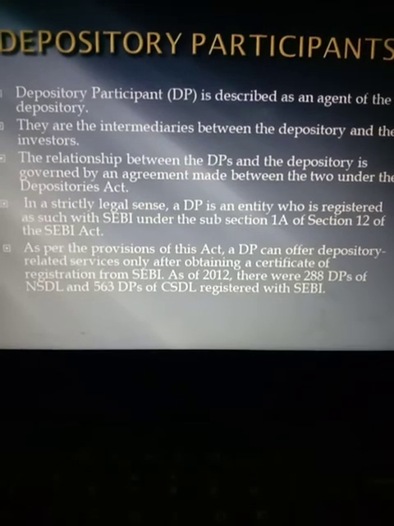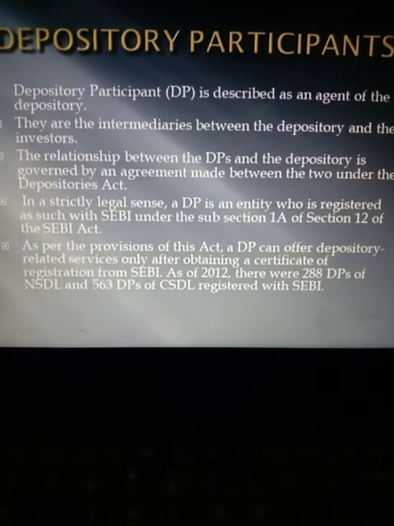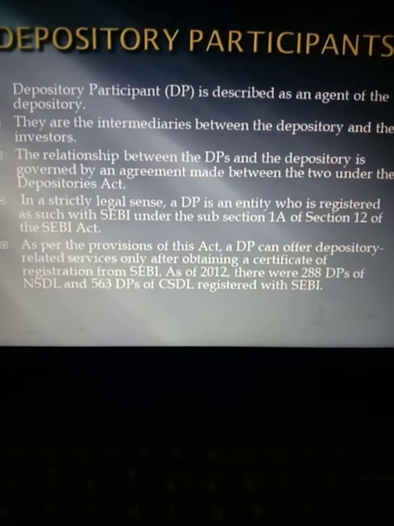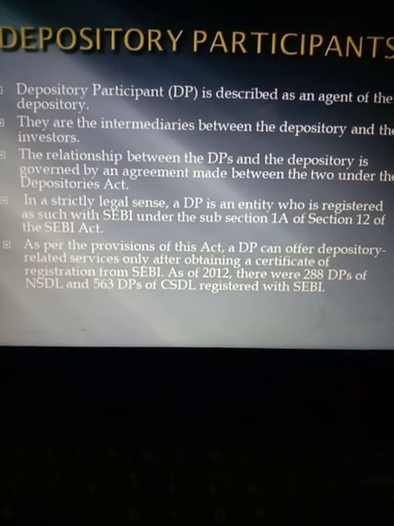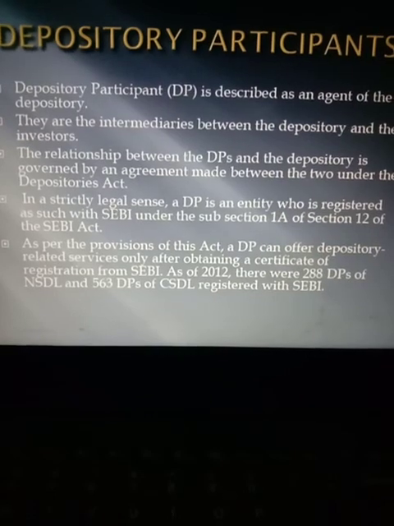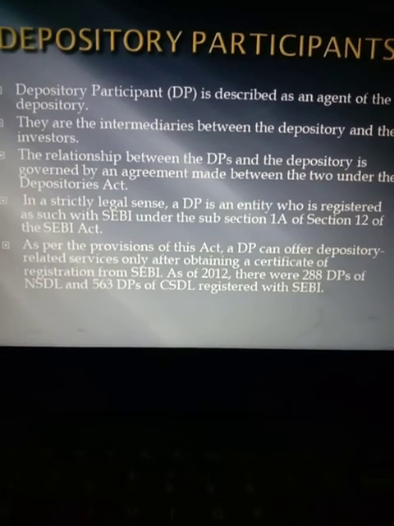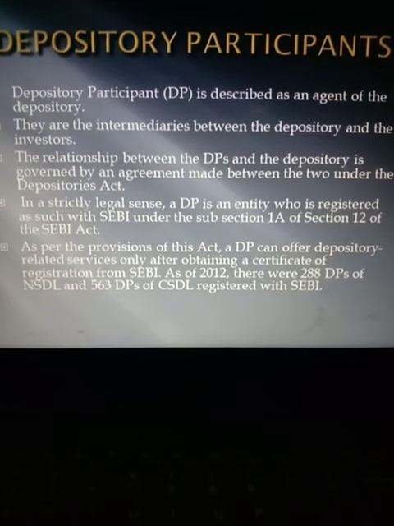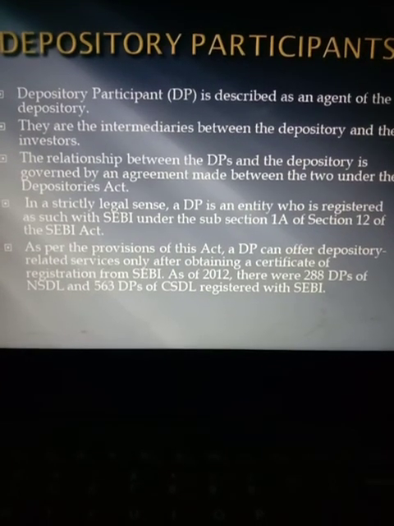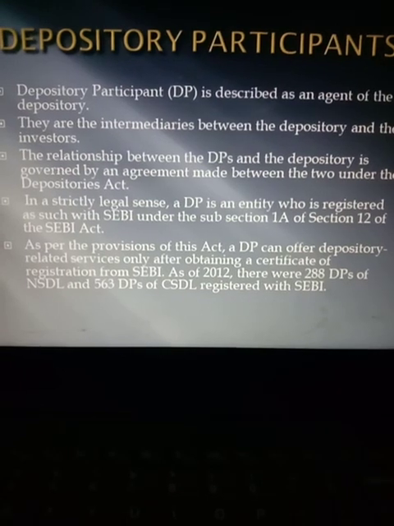As per the provisions of this Act, depository participants can offer depository-related services only after obtaining a certificate of registration from SEBI. Means they have to work as a link between the depository as well as investors after receiving this certificate from the higher authority, that is SEBI, Securities Exchange Board of India.